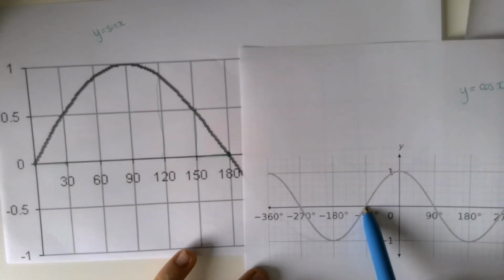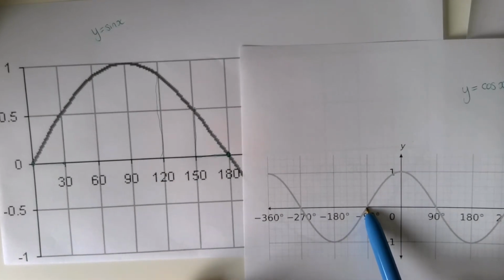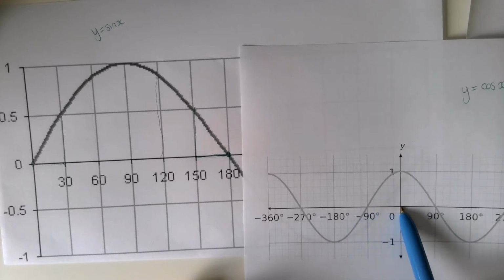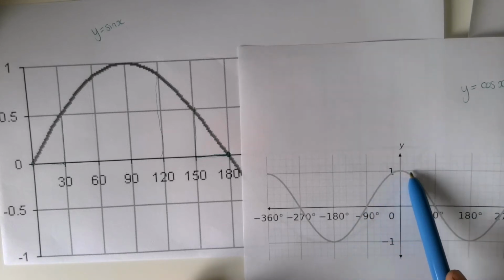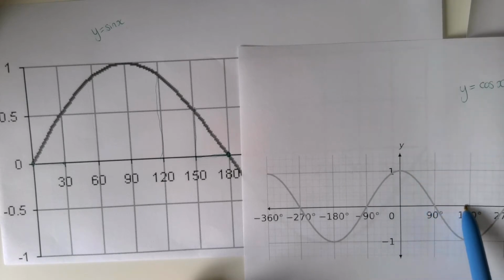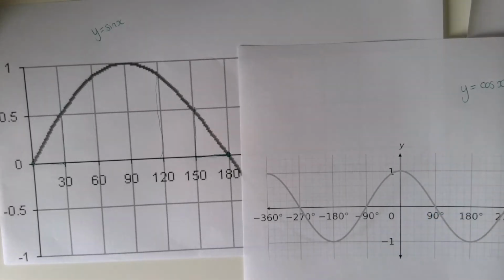If you imagine shifting this cosine graph 90 to the right, so this point went to here, this point went to here, this point went to here, you'd actually have a sine graph. So they are very closely related. I think they are pretty much the basics of trig graphs, the properties, the basic visual elements.